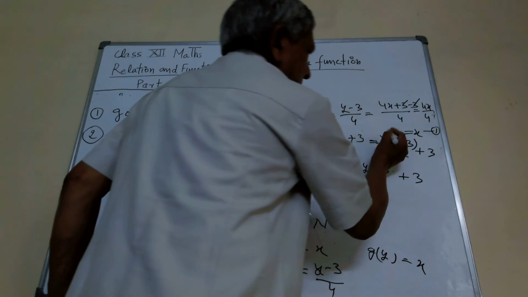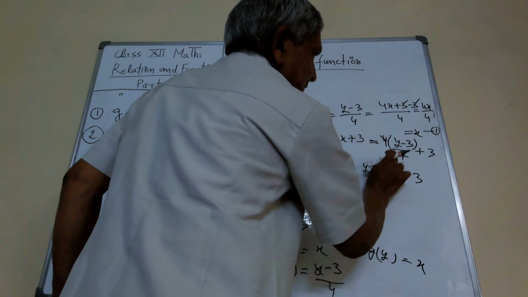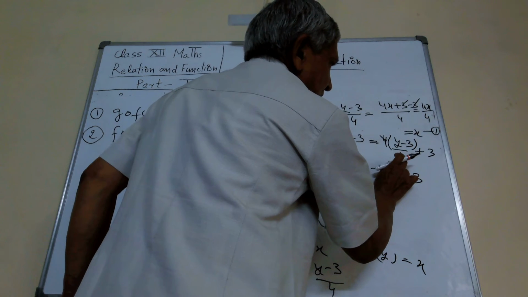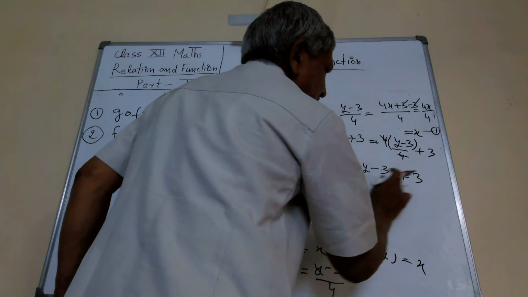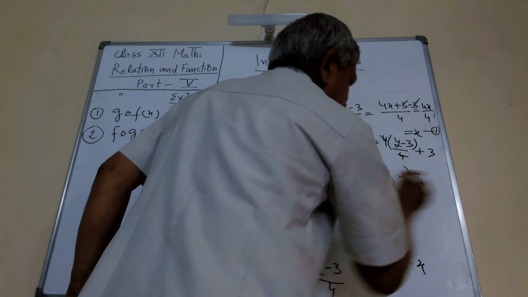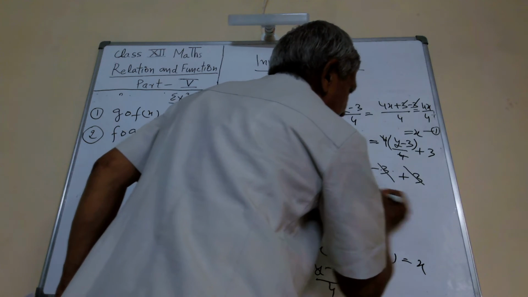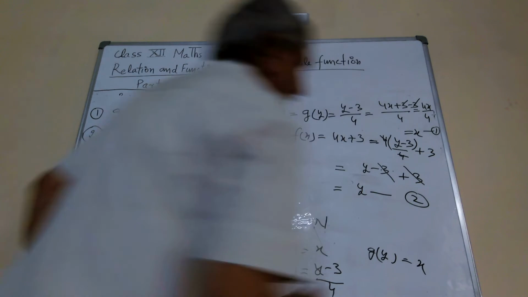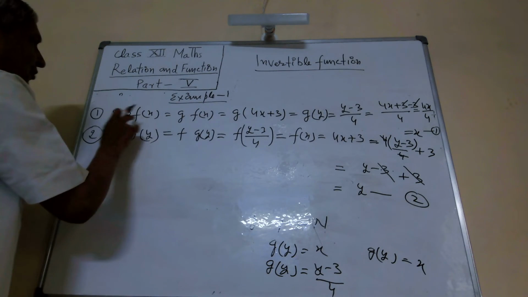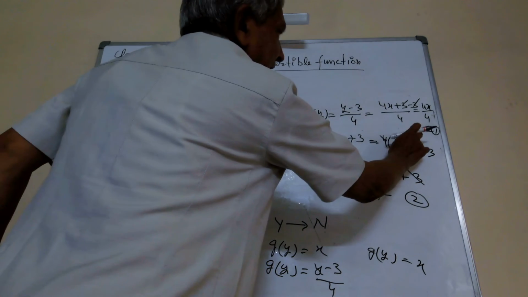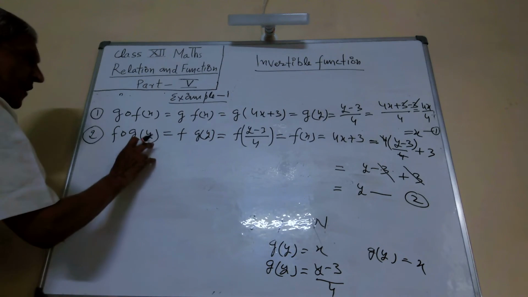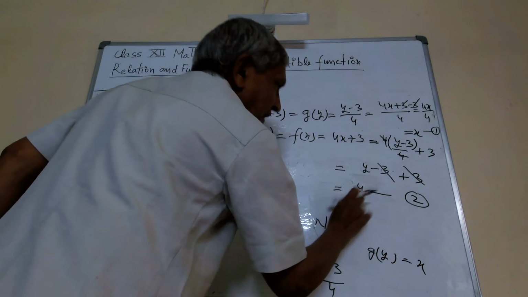Here, for simplification, see this step. 4 is cancelled with 4, and y minus 3 plus 3, this cancelled with this, and this is equal to y, and this is second. Here, g of x is equal to x. Here, f of y is equal to y.